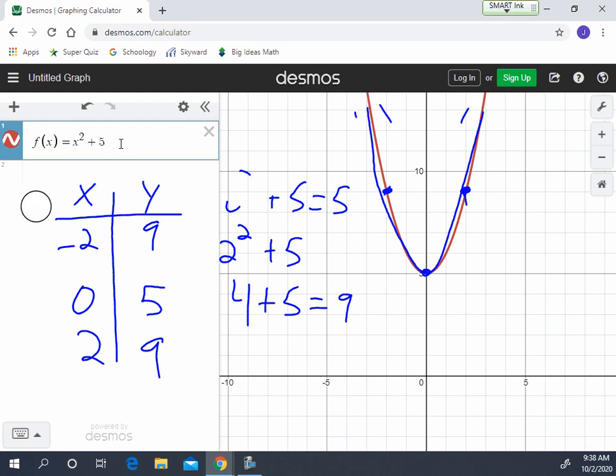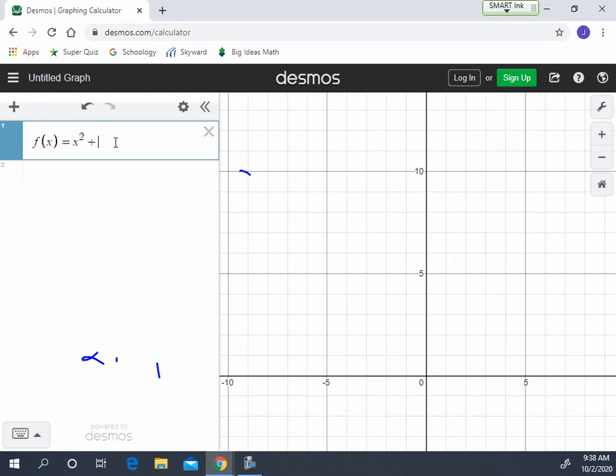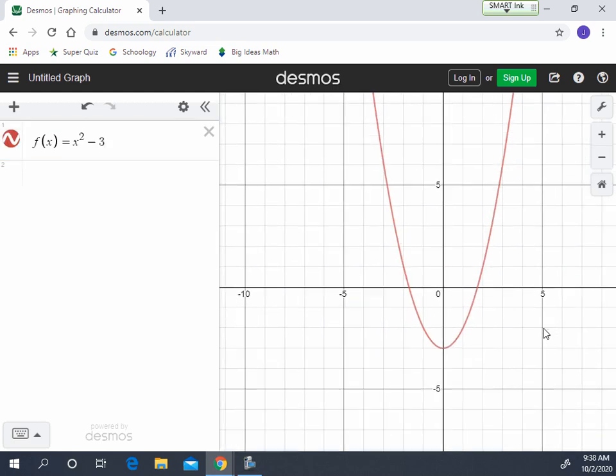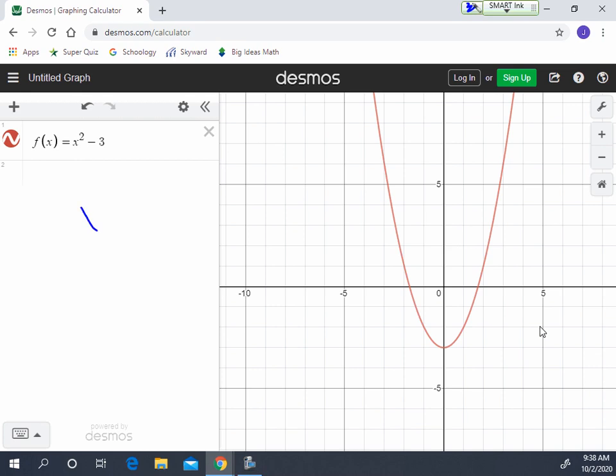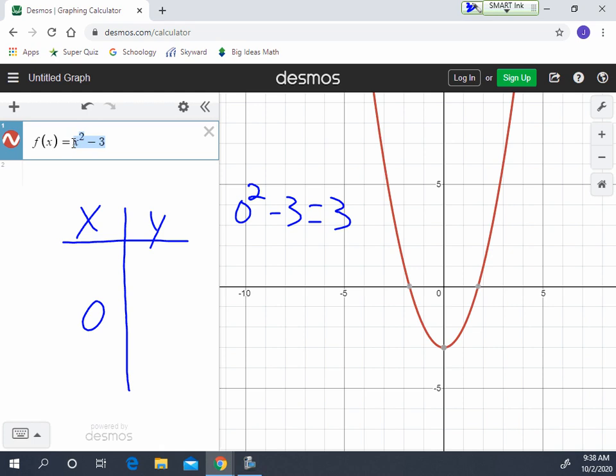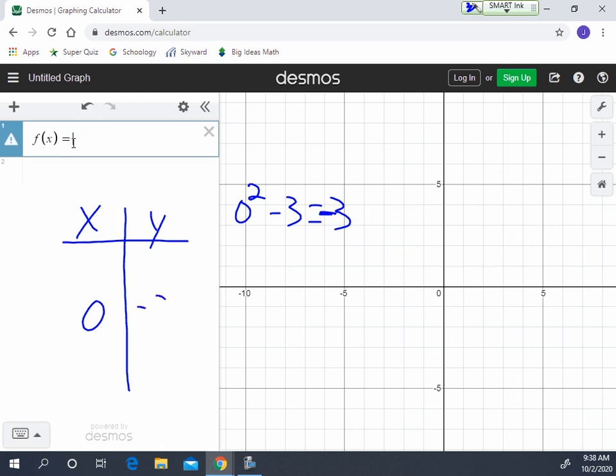Okay, let's look at a negative number. Well, x squared minus a number. x squared minus 3. Okay, again, x, y. What is it when x is 0? We have 0 squared minus 3. That's going to equal negative 3, right? So when x is 0, y is negative 3.